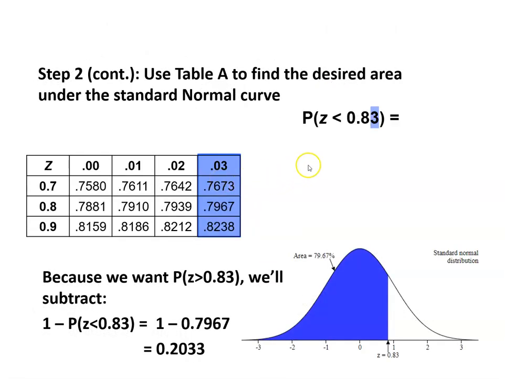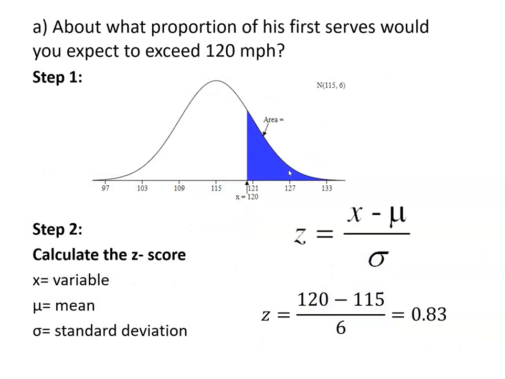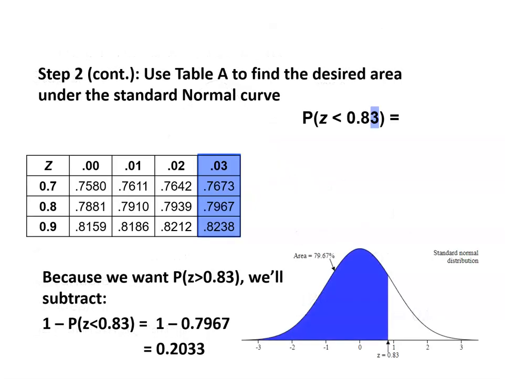Now that I know the z-score was 0.83, I'm going to use Table A to figure out the proportion to the left of that value. Using my table, I go to 0.8 in this column, 0.03 up at the top, and I go together and I see that it's 0.7910.